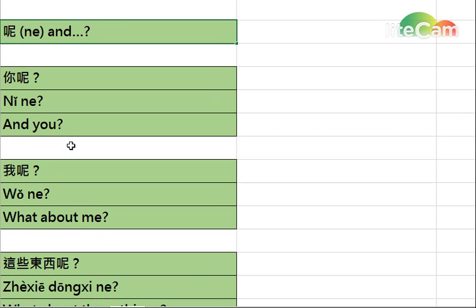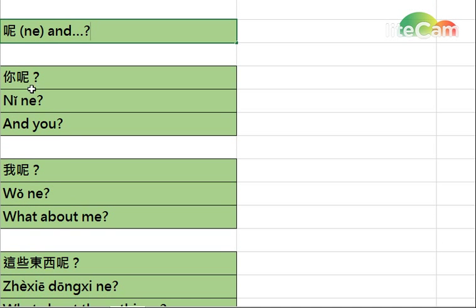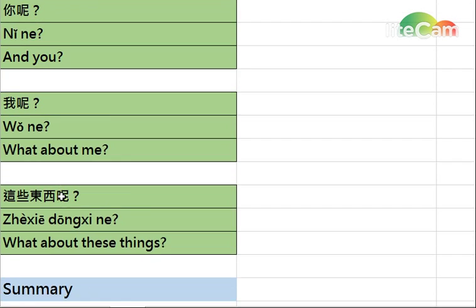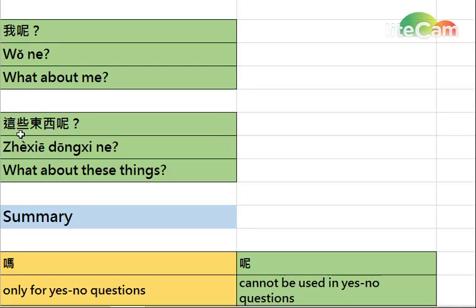And here is the example. If we want to ask the bounce back questions, 你呢? It means and you. If we ask 我呢? It means what about me? And for example, 这些东西呢? It means what about these things?